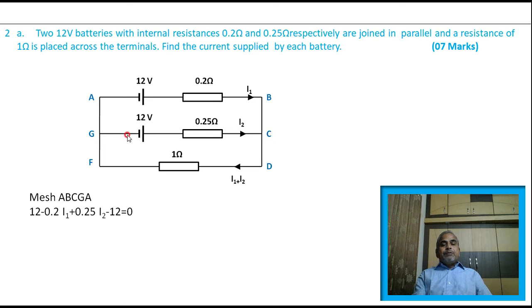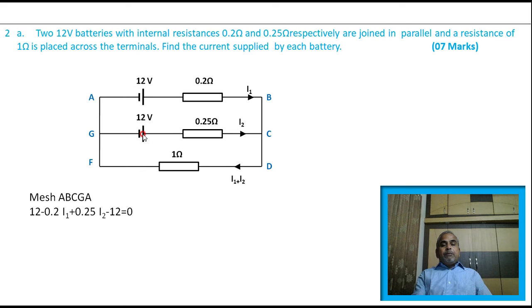Then you have to move from C towards G. In this case, the voltage drop across the 0.25 ohm resistor is 0.25 into I2. However, we are moving from C to G, means we are going against the current direction. Therefore, this drop you take as positive, so it is plus 0.25 into I2. Then we have got a battery here. We are moving from G towards G.